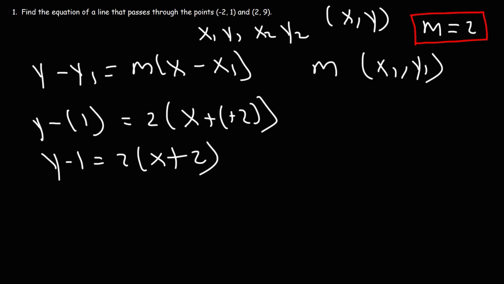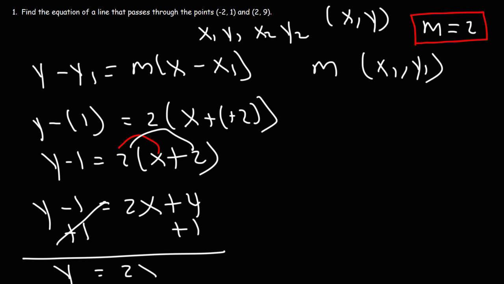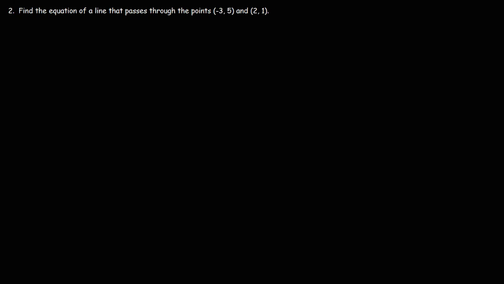Now our next step is to distribute the 2. So we're going to have 2 times x, which is 2x, and then 2 times 2, that's positive 4. Next, we need to add 1 to both sides. So we're going to get y is equal to 2x, and then 4 plus 1 is 5. So this is the answer right here. That's how you could find the equation of a line given 2 points.